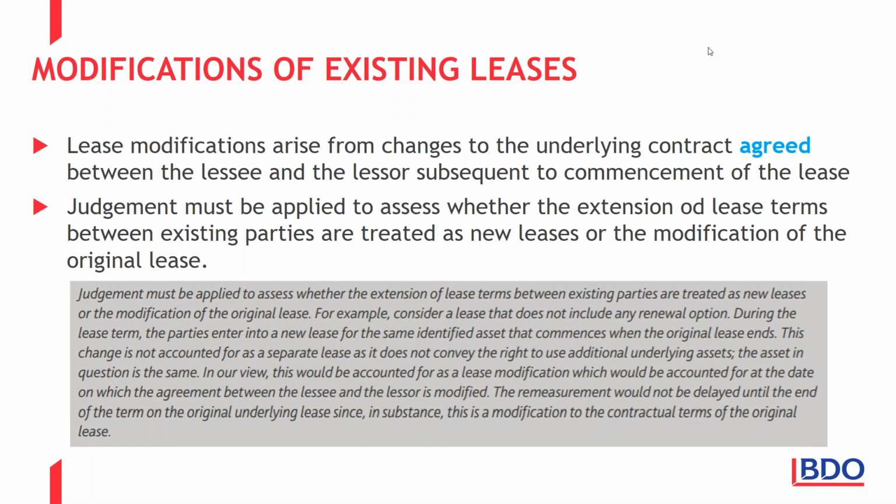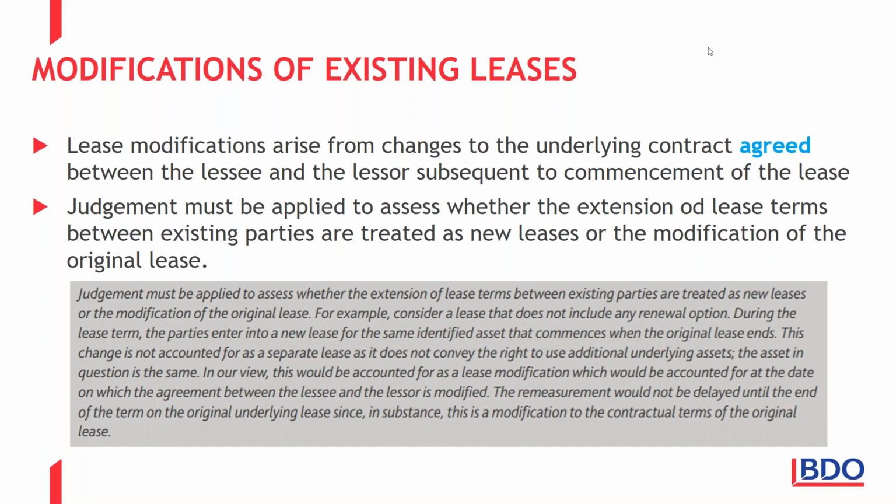The remeasurement would not be delayed until the end of the term on the original underlying lease, since in substance this is a modification to the contractual terms of the original lease. So we're just saying, please be very careful that although you've got two legal agreements even, the substance could be that it's a continuation of using the same asset.